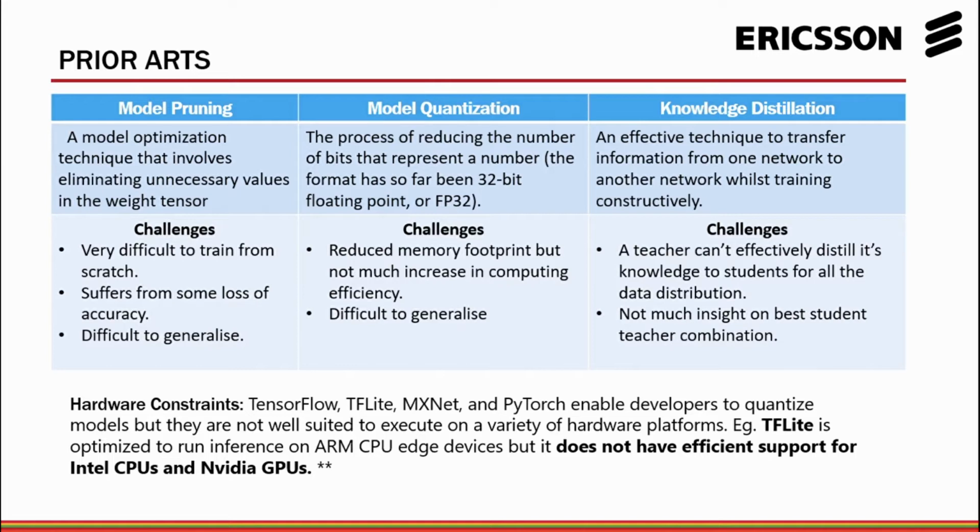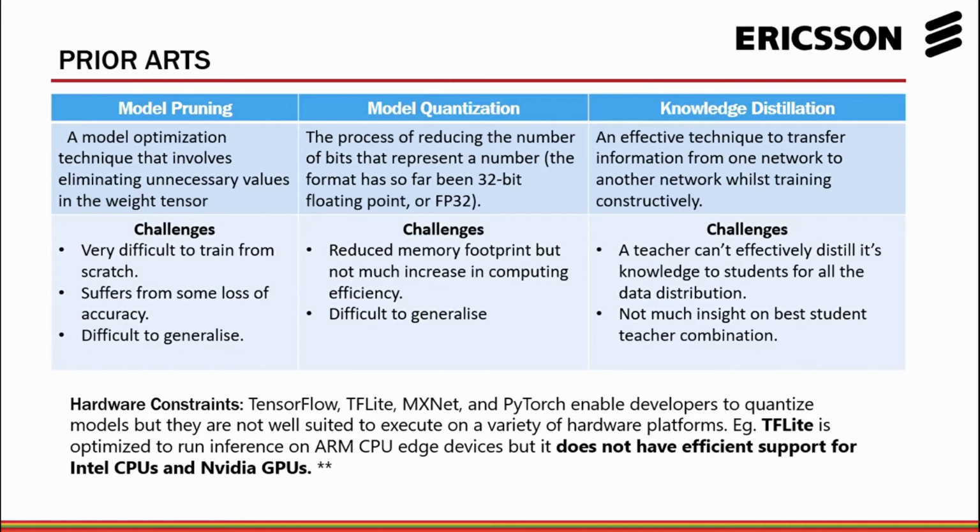Model quantization is yet another technique which works by reducing the number of bits that represent a number. But this technique reduces much of the memory occupied but not the computation, as it loses information in the process. Knowledge distillation is another technique to transfer information from one network to another whilst training it constructively.